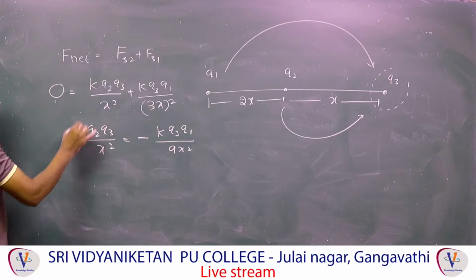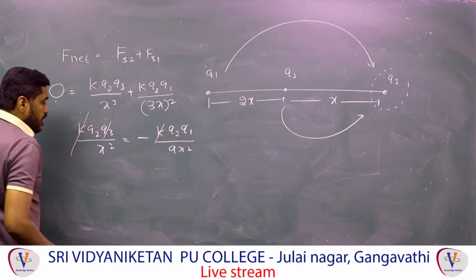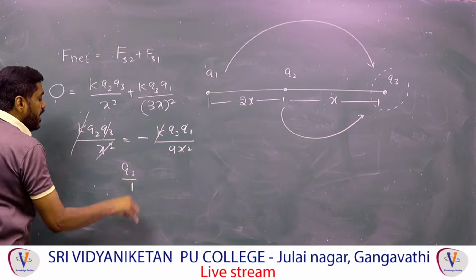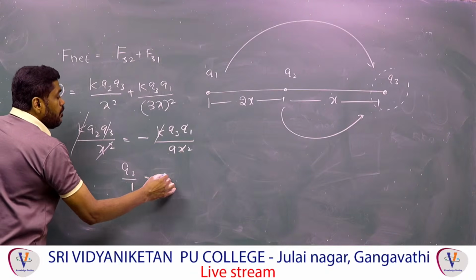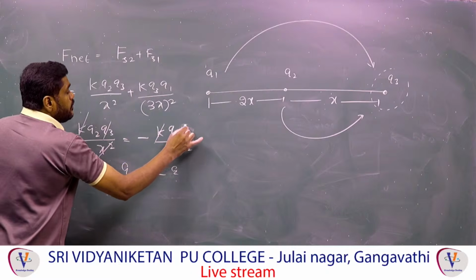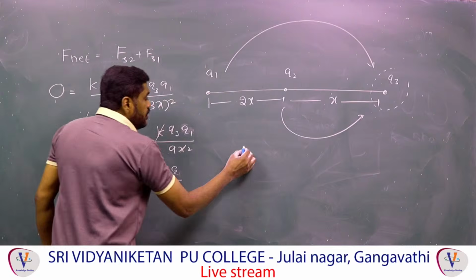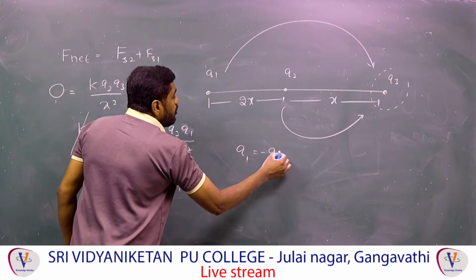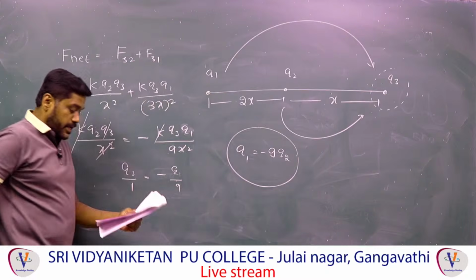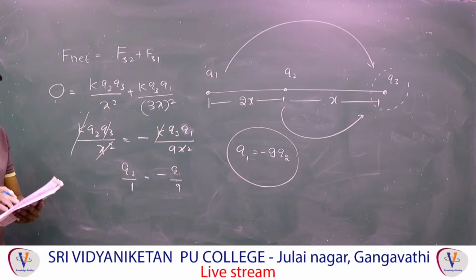Therefore, K cancels, Q3 cancels, and x square cancels. Finally, Q2 by 1 is equal to minus Q1 by 9. Therefore, the answer is Q1 is equal to minus 9 Q2. This is the minus 9 Q2. Therefore, the fourth option is the correct answer.